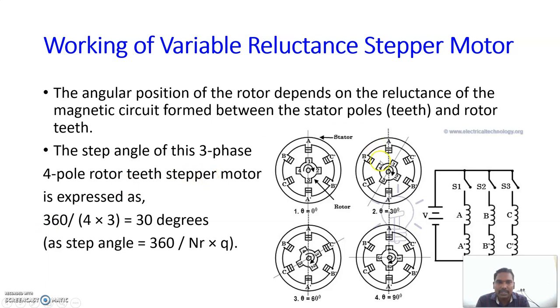360 degrees over the surface divided by 4 poles, and we are having 3 phases, so that the angle of rotation for a single pulse is about 30 degrees.